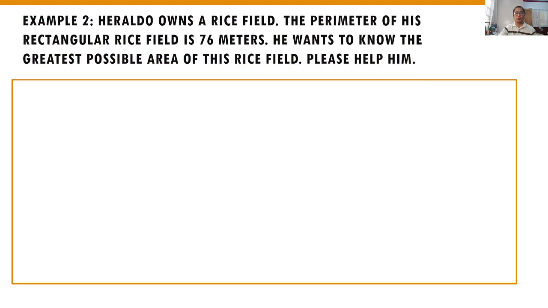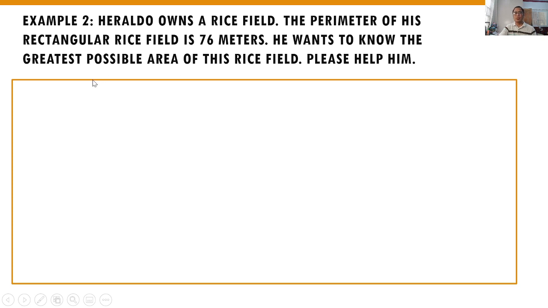So example number 2, and I will be the one reading, of course. HERALDO owns a rice field, so palayan. The perimeter of his rectangular rice field is 76 meters. Pag sinabi nating perimeter, ito yung palibot. So just imagine, meron tayo ditong pilapil, meron po ditong nilalakaran. No? Okay? Ang tawag yata dito, pitak eh. Isang pitak, tas pilapil yung nilalakaran sa tabi. So yung nasa tabi po, 76 meters yung isang buo rectangle.